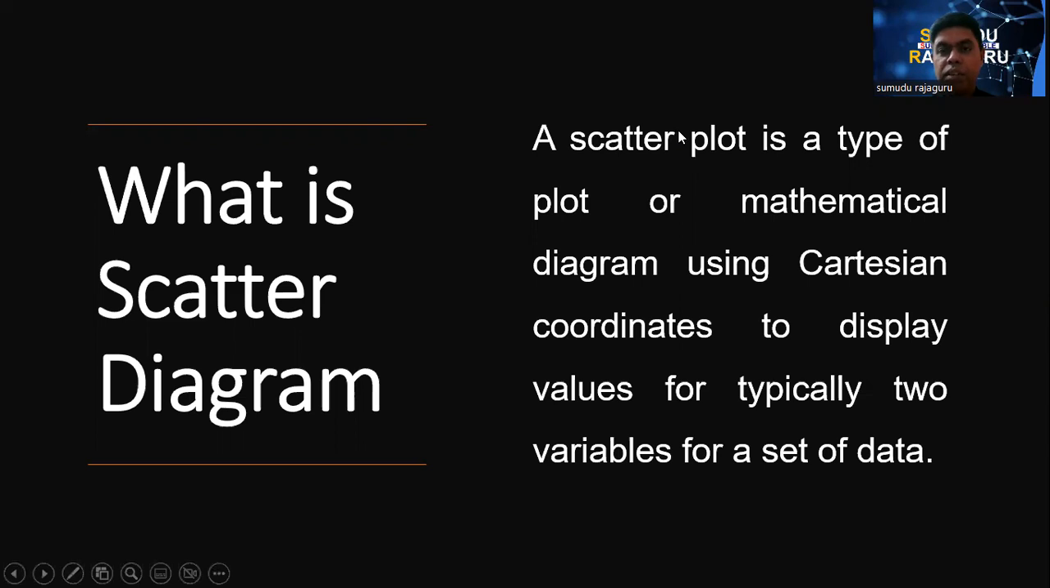A scatter plot is a type of plot or mathematical diagram using Cartesian coordinates to display values for typically two variables for a set of data. So simply, if we want to show correlation between two parameters, we can draw the scatter diagram and we can understand what the correlation is between the two considered factors.